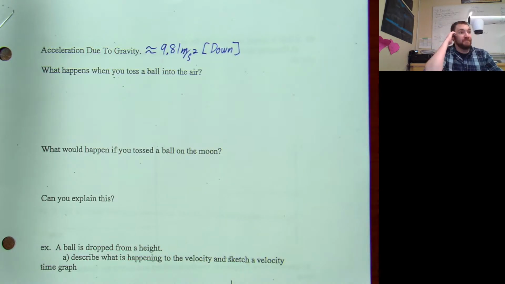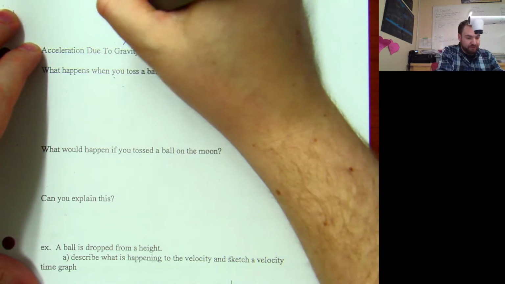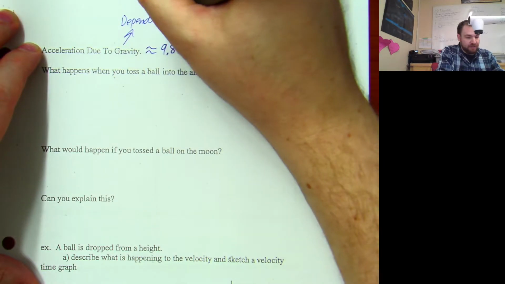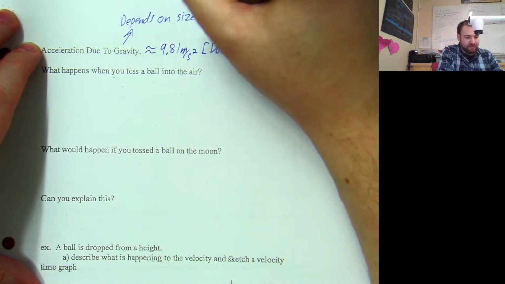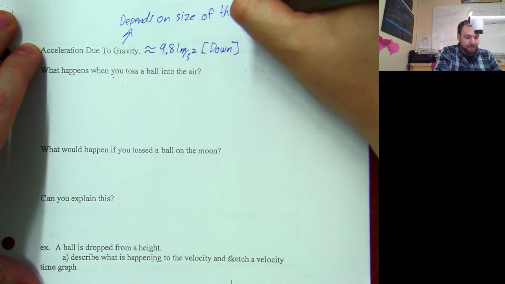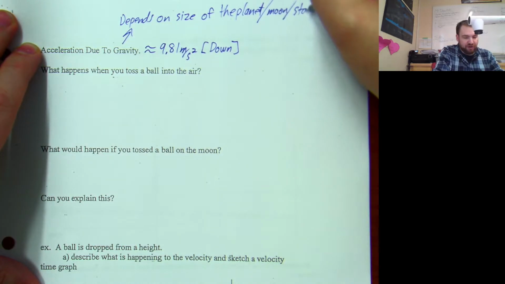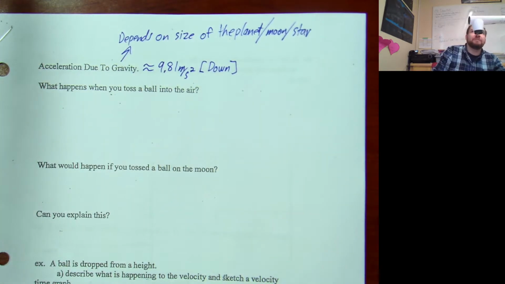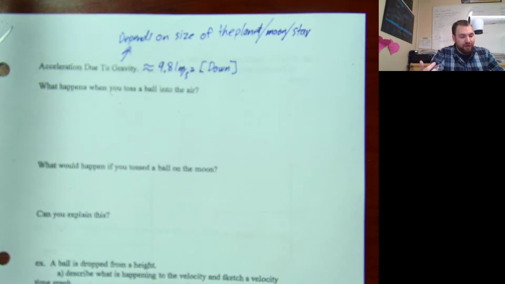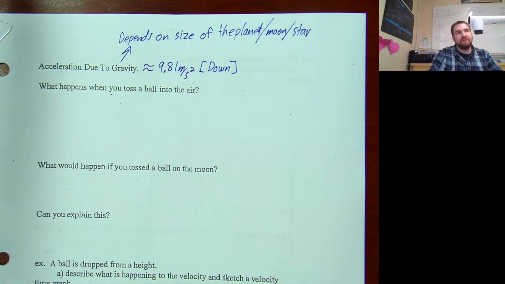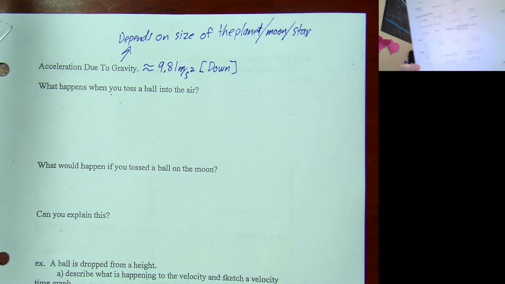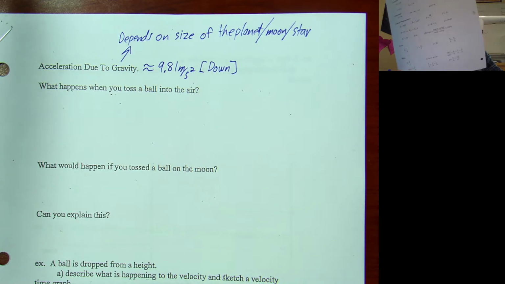Yeah? The size of the planet. No, gravity does not depend on the atmosphere. It depends on the size of the planet, moon, or star. What I'm trying to get you to see is that these objects are large. The acceleration due to gravity depends on how massive, not the object you're dropping, but the mass of the object you're dropping things onto. So our Earth has an incredible mass. It's huge. I think I even give you that value: 5.98 times 10 to the 24 kilograms.